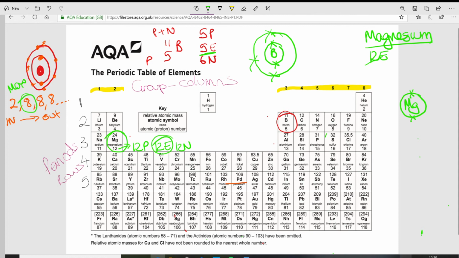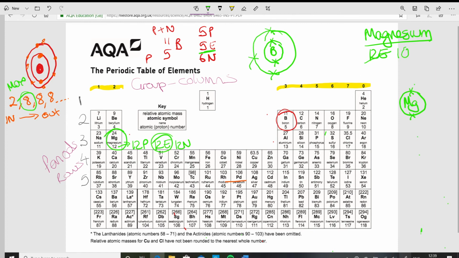Afterwards, we now know we've got 10 left, so we need another shell. We can have a maximum of 8 in this shell, so I put the 8 in. Oh, that's not right. 10 take away 8 is 2, so I've got 2 left. So another shell, and I put the last remaining 2 there. And that's all you need to do each time. Work from the inner shell and work your way out. Remember, it's max 2, then 8, then 8, then 8.